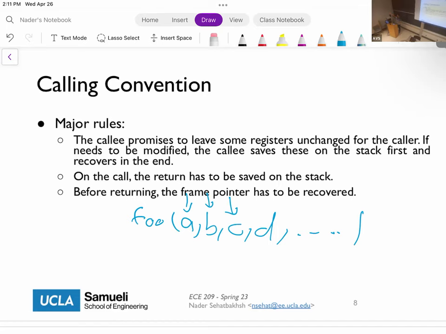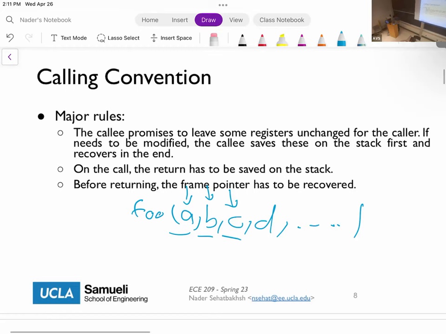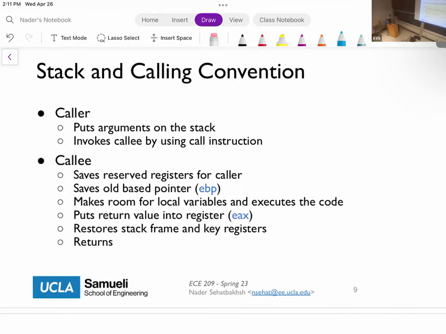and then the foo function will read this from the stack. We typically just pass the first two or three in registers, and the rest of the parameters will be pushed into the stack, depending on which type of system we are using, x86, ARM, and so on and so forth. Okay, so this is a set of rules for the caller and the callee. This is the main function, and this is the foo function.